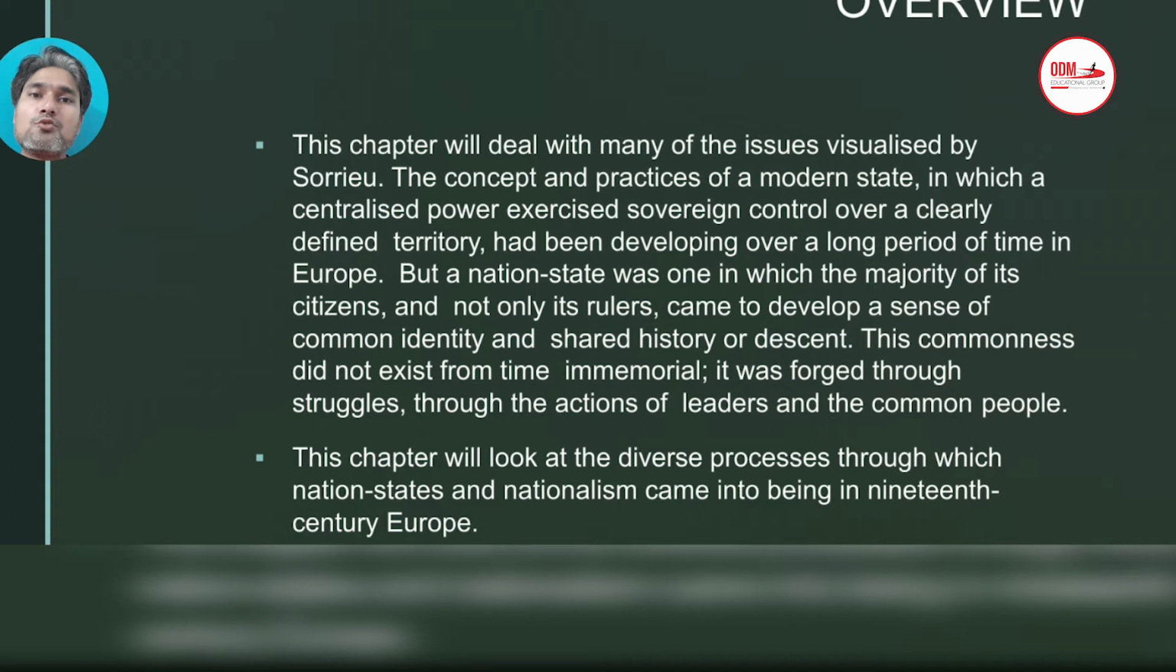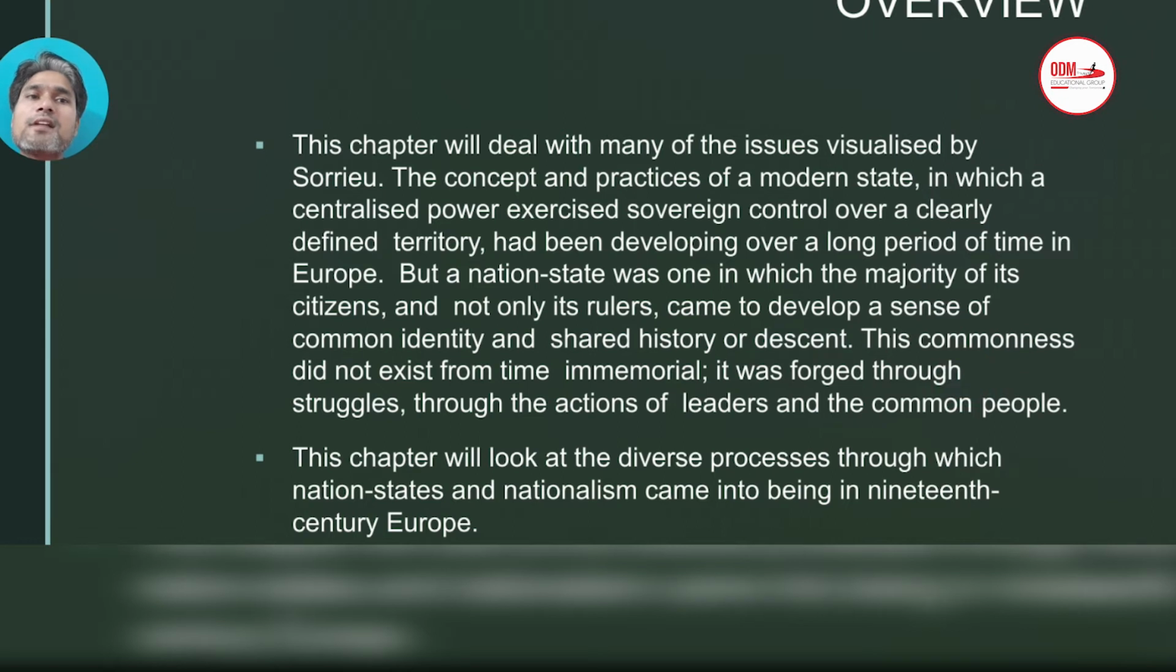But a nation state was one in which the majority of its citizens, and not only its ruler, came to develop a sense of common identity and shared history or descent. So the citizens were also important in a nation. This commonness did not exist from time immemorial. It was forged through struggles, through the actions of leaders and the common people. This chapter will look at the diverse processes through which nation states and nationalism came into being in the 19th century.